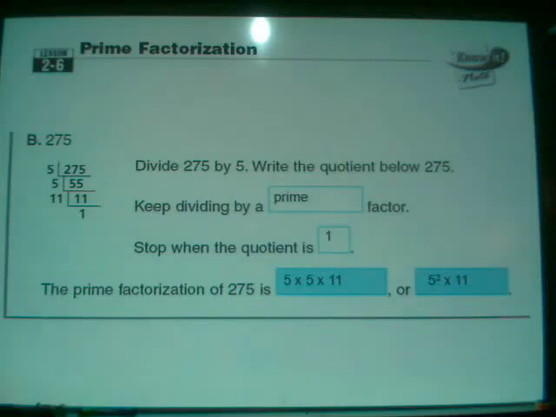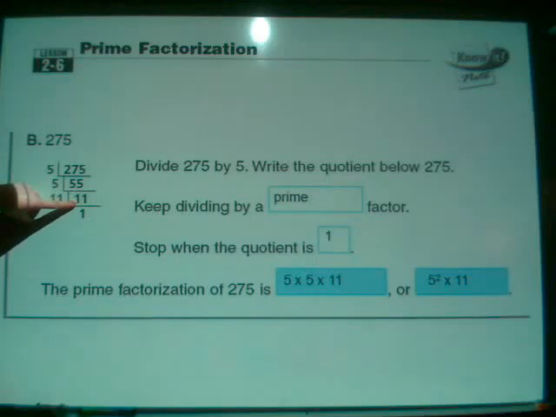All right, here's 275, using the division technique. So obviously, since it ends in 5, a good place to start would be to divide out 5, since 5 is a prime number. So I divide out 5. 275 divided by 5 is 55. Then I divide out 5 again. 55 divided by 5 is 11.